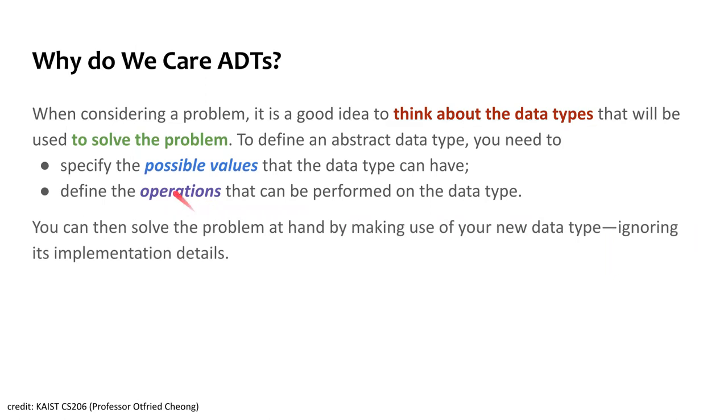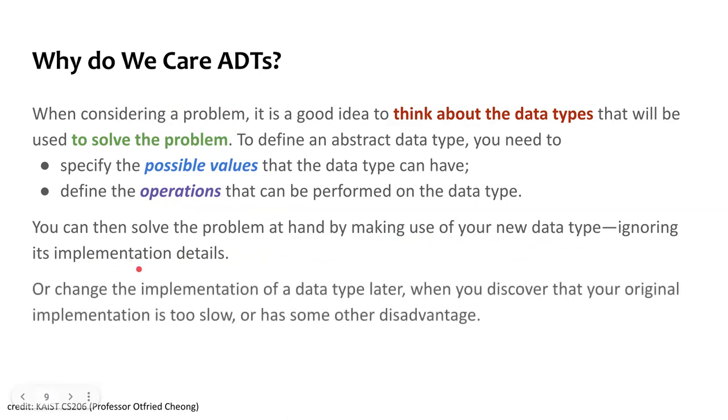Then you can solve the given problem at hand by making use of your own new data type or your new data structure. And you can just ignore its implementation or details. Or you can change the implementation of a data type later when you discover that your original implementation is too slow or has some other disadvantages.